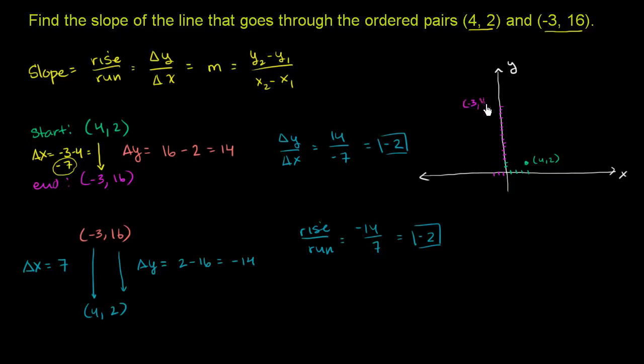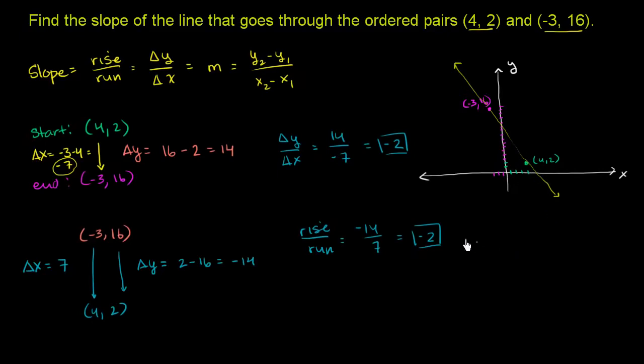The line that goes between them is going to look something like this. Try my best to draw a relatively straight line. That line will keep going. So that's my best attempt. And now notice, it's downward sloping. As you increase in x value, the line goes down. It's going from the top left to the bottom right. As x gets bigger, y gets smaller. That's what a downward sloping line looks like.